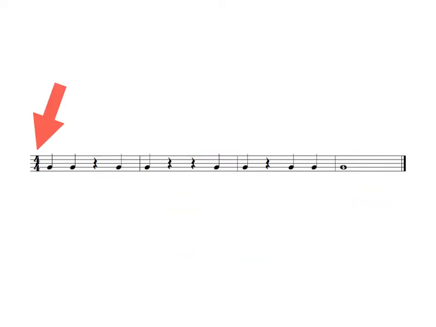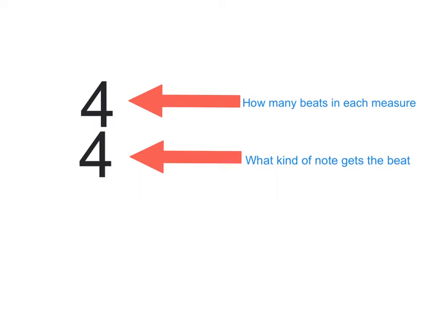Now this fraction looking thing right here is called a time signature. The top number tells us how many beats there are in each measure. In this case, the number 4 tells us that there are 4 beats per measure. The bottom number, on the other hand, tells us what kind of note gets the beat. In this case, 4/4 time, you read it as the top number 4, and then the bottom number is a fraction, quarter. In 4/4 time, there are 4 quarter notes per measure.